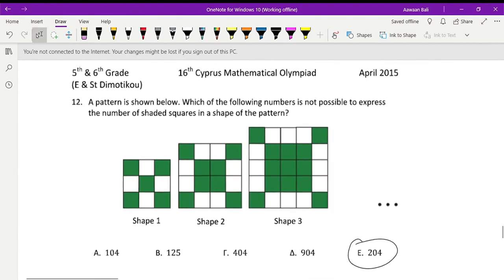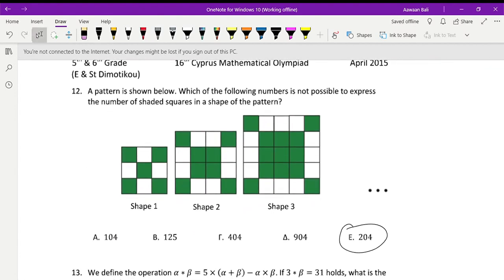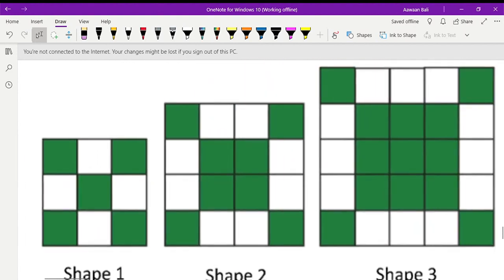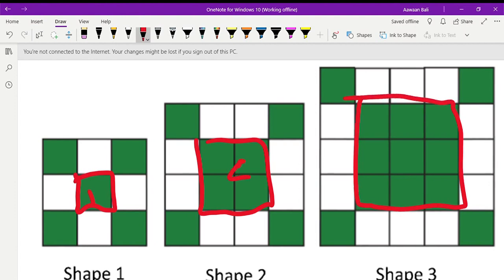Question number 12. A pattern is shown below. Which of the following numbers are not possible to express the number of shaded squares in a shape of the pattern? Now, do you notice something odd? It's not exactly odd, but okay. These are all square numbers. This is 2 squared, this is 3 squared. So like 1, 4, 9.